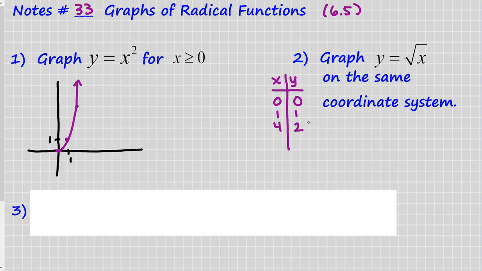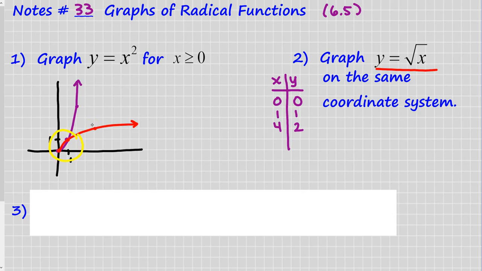Okay, so I'm supposed to be graphing this on the same coordinate system. I'm going to use red for this one. So we have 0, 0, we have 1, 1, and we have 4, 2. And then we're going to have other points, of course, and we want to connect them with a smooth curve. And it's not going to go into quadrant 2 or 3 at all because it ends at the point 0, 0.